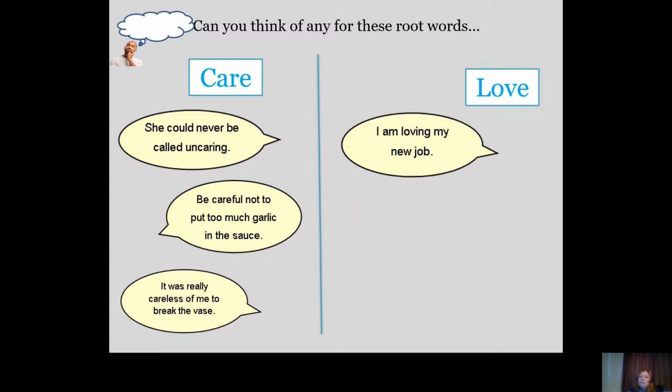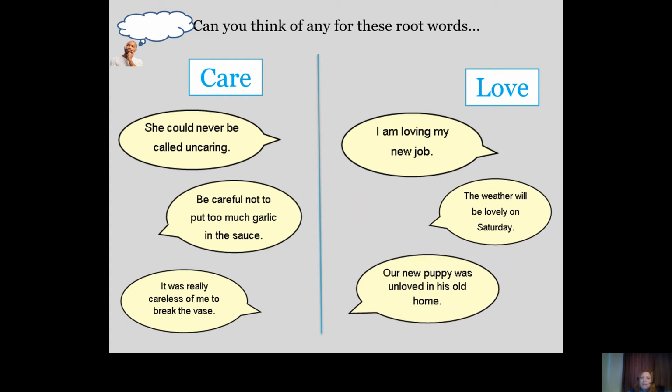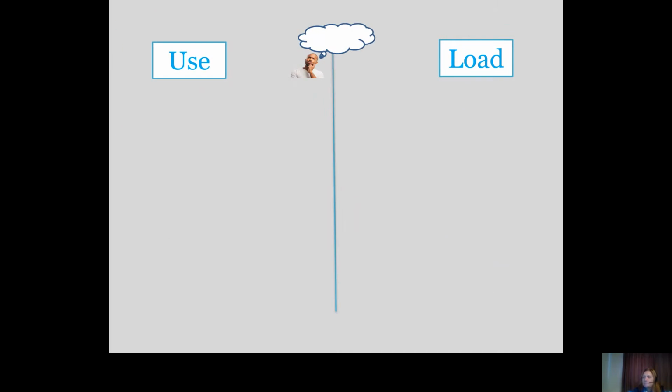Love. I am loving my new job. So it goes on the end. We've got a suffix, ing. I'm loving my new job. The weather will be lovely on Saturday. Lovely. Another suffix coming at the end. Our new puppy was unloved in his old home. Unloved. This time it comes at the beginning, so it's a prefix, unloved. What does that prefix do? If we unlove something, does it mean we love it or we don't?